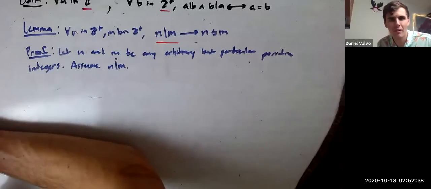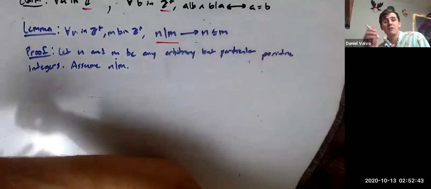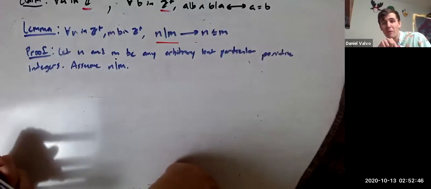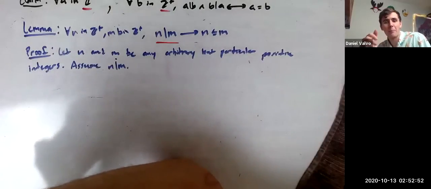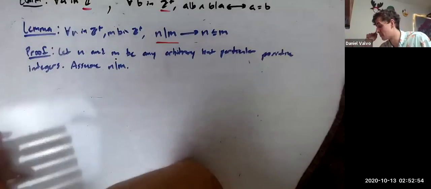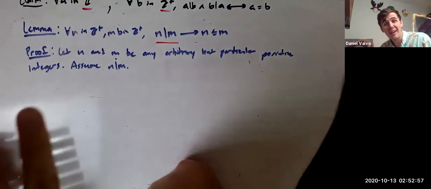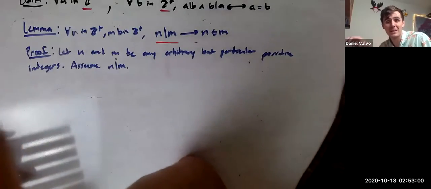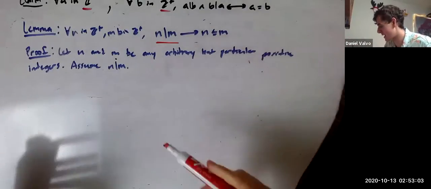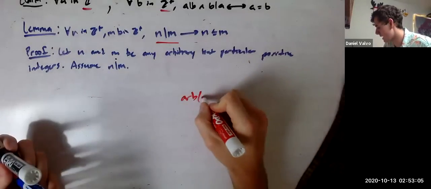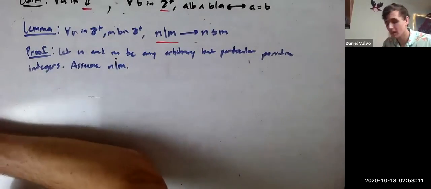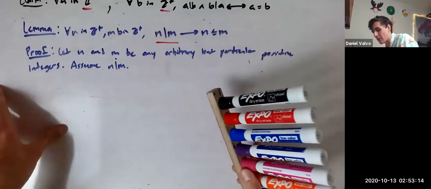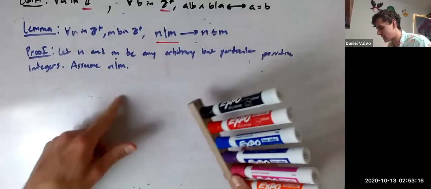But hey, if you want to write arbitrary slash particular, totally fine with me. And in fact, probably next week, we're going to abandon the arbitrary but particular thing. We're just going to say let N and M be positive integers, but we're going to assume it's there. If you want to write arb slash part to mean arbitrary but particular, go ahead. Fine with me. So the point is to prove a conditional, you assume the hypothesis and you need to show the conclusion is true. So let's assume N divides M.